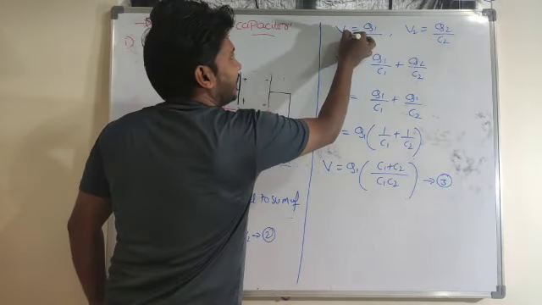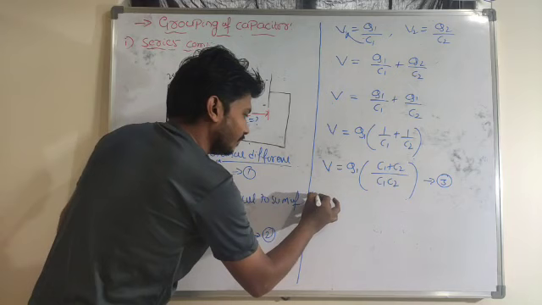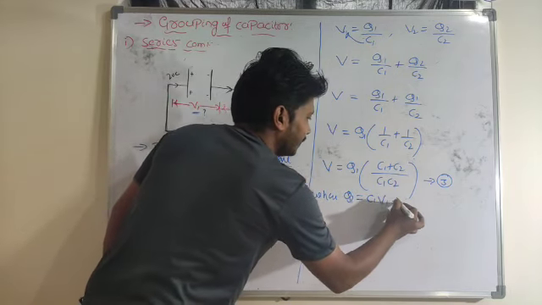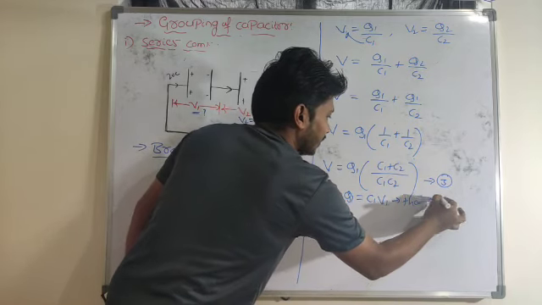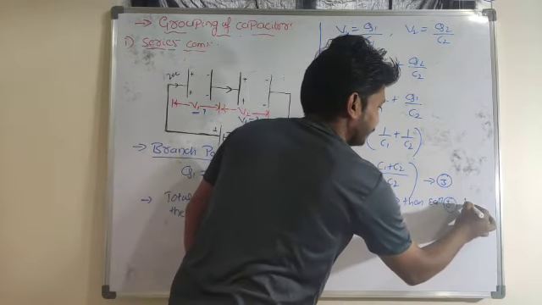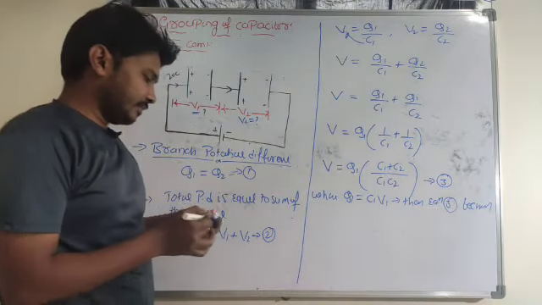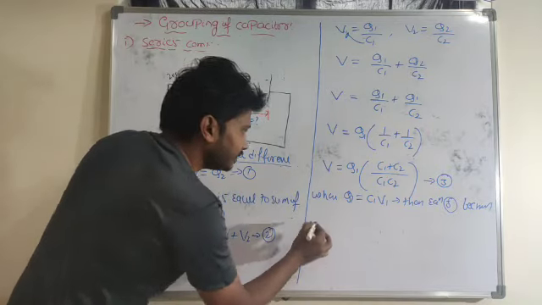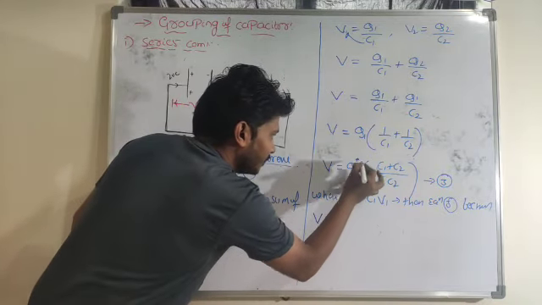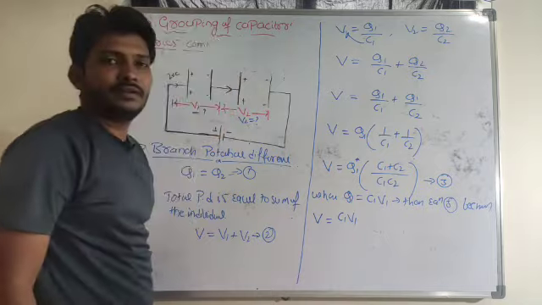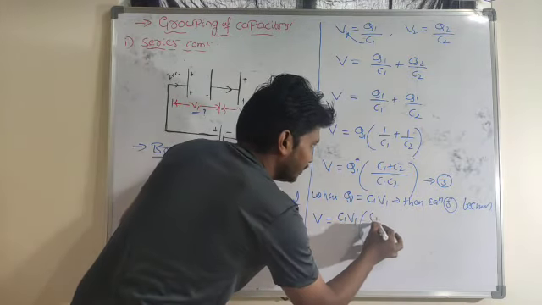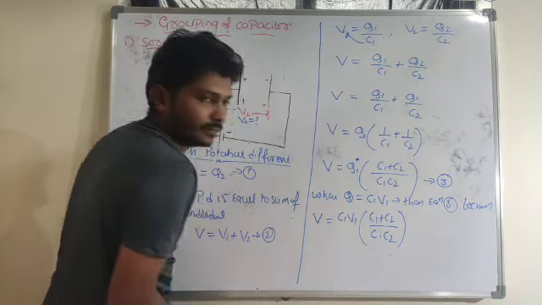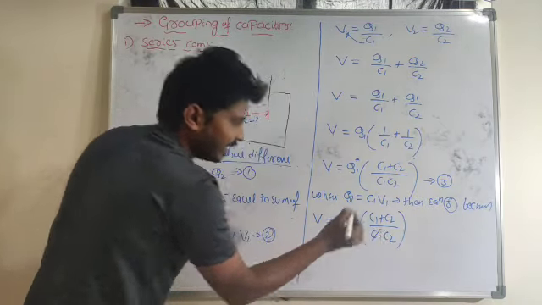So Q1, shall I take it as C1 into V1, where Q1 is equal to C1 into V1. Then equation 3 becomes, so look at here, I am substituting that Q1 value here. Wherever Q1 is there, I will take that C1 into V1 divided by C1 plus C2, divided by C1 into C2. Here the term C1 will get cancelled out here.